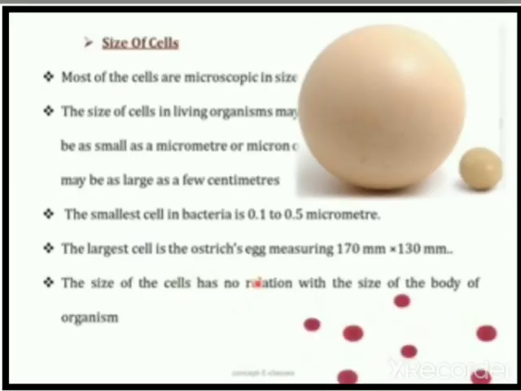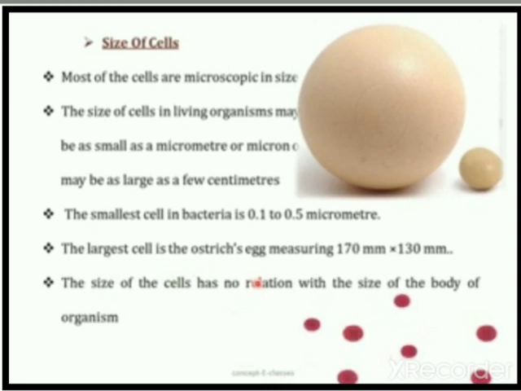Size of cells. Most of the cells are microscopic in size. So the size of cells in living organisms also varies. It may range from as small as a micron to mm. So the size of bacteria is 0.1 to 0.5 micrometer, and the largest cell is the ostrich egg, and that is 170 mm by 130 mm.